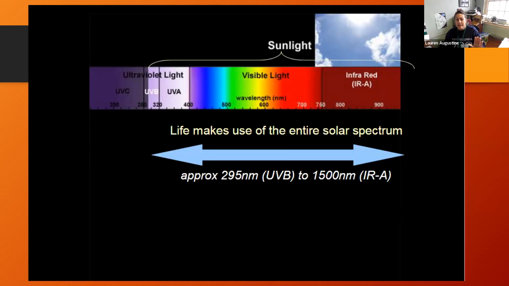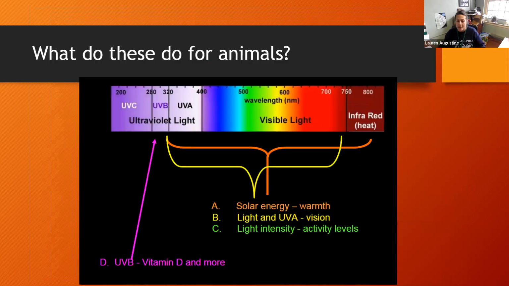So here are basically the spectrums that are coming through our atmosphere that we want to consider, right? Those UV A and B, the visible light, and then the really important short wavelength infrared, IRA, that we're using for warmth. And the way we're going to go through this presentation, because this is a really complex topic, I tried to simplify towards here's what we want for our animals, and here's how we can go about getting that. You can tell me if I succeeded or failed.